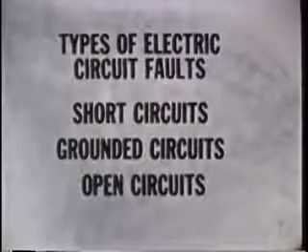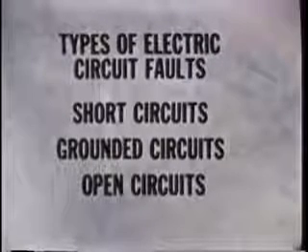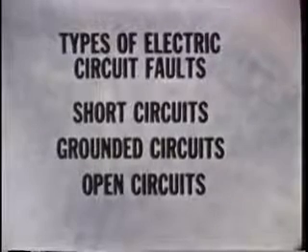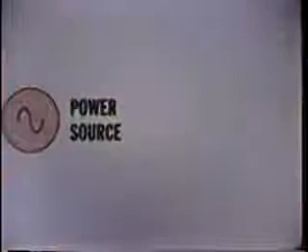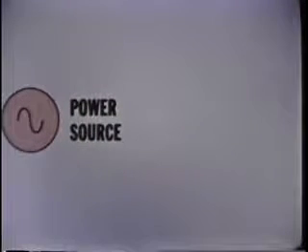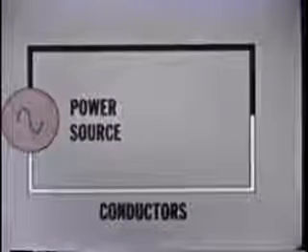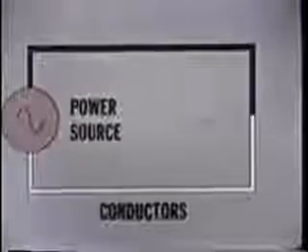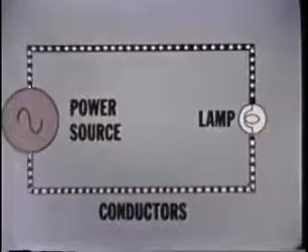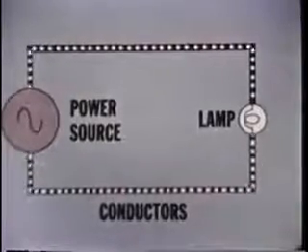Trouble in an electrical system will generally be one of three types: short circuits, grounded circuits, or open circuits. One must be able to recognize the different types of trouble and identify each one. An electric circuit is a path or a group of interconnected paths capable of carrying electric currents. An electric circuit exists when a source of power is attached through a pair of conductors to an electrical device, such as a lamp. Current flows from the power source through the conductors to the electrical device.